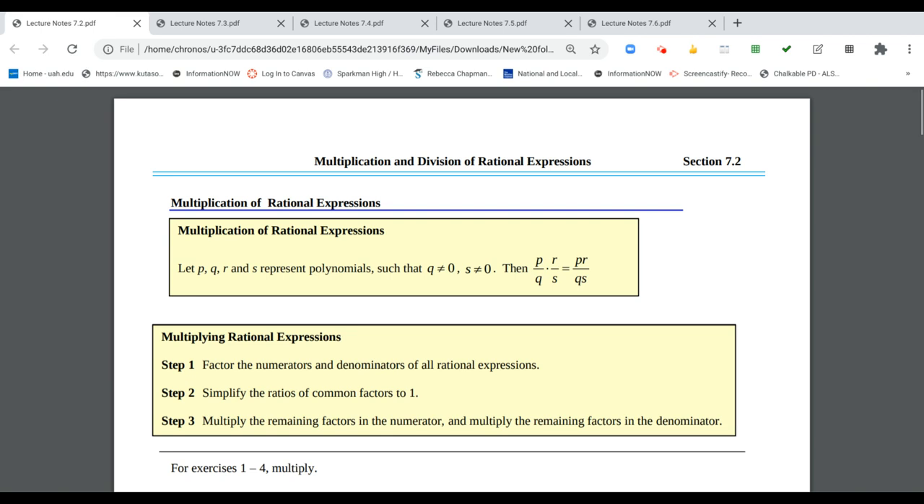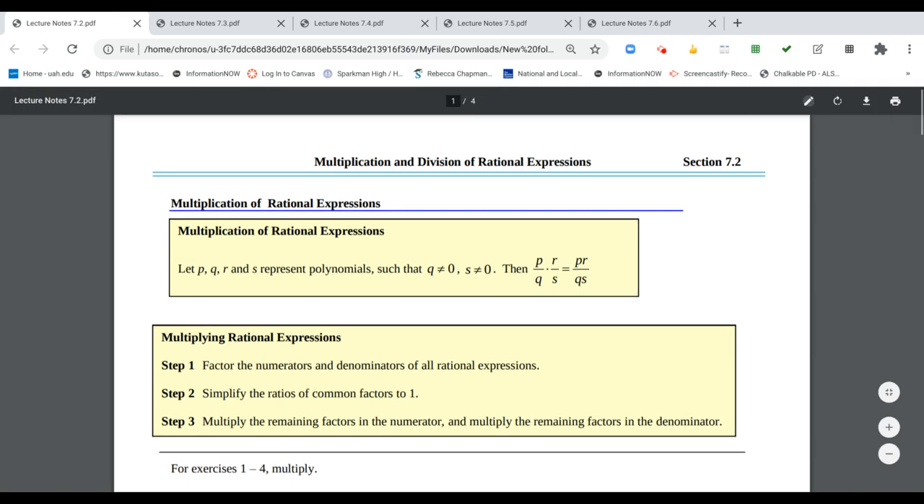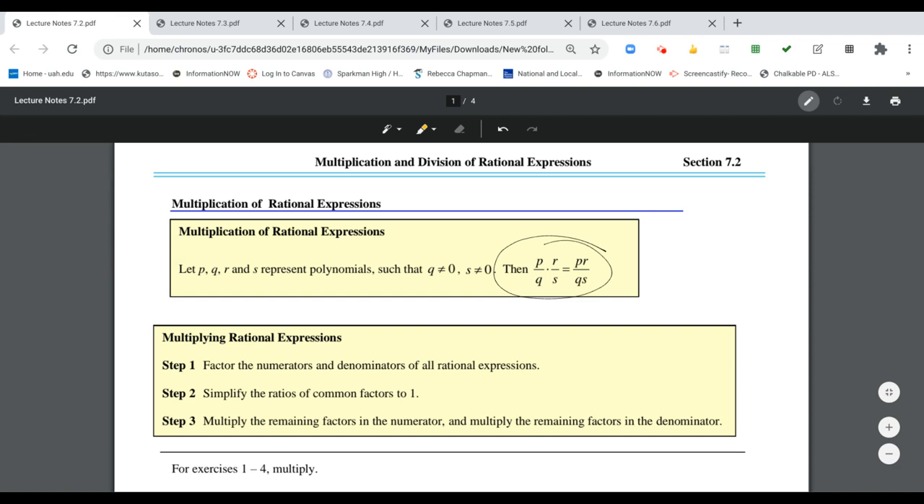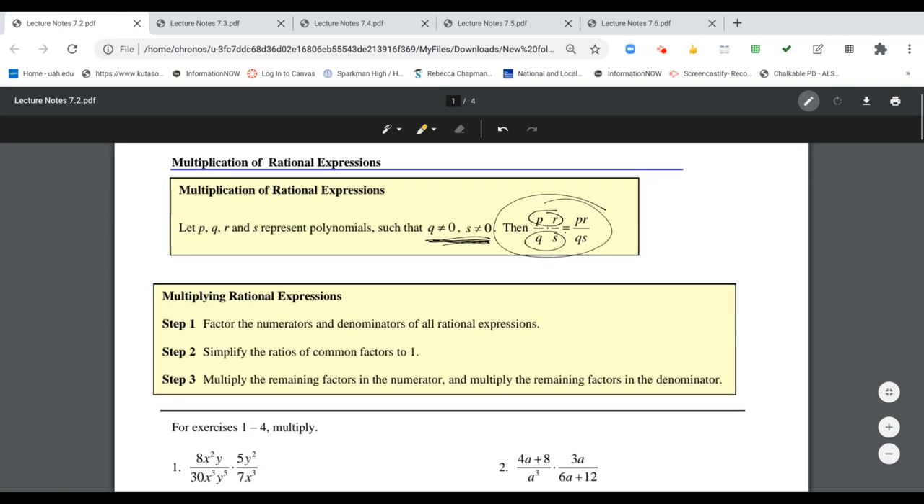So you're going to have to slow down and make sure that you do everything correctly. So this is a situation of, in the first box, we are getting our rules for multiplying. So when you multiply, of course, denominators cannot be 0. So P times R, multiply across the numerator, multiply across the denominator. But there is a catch.